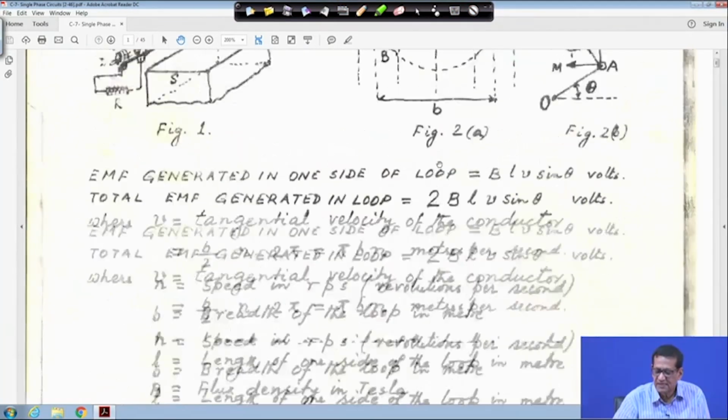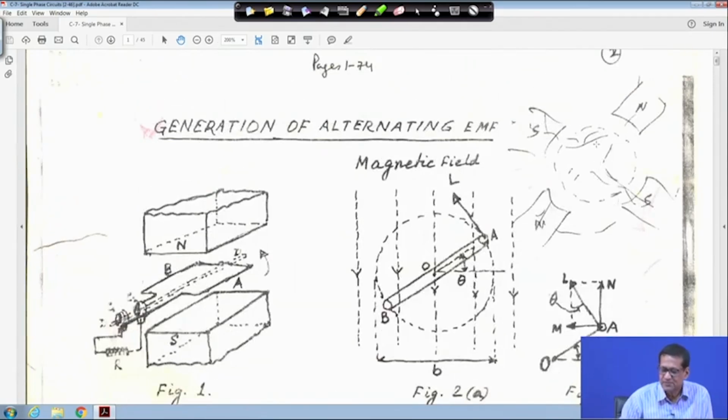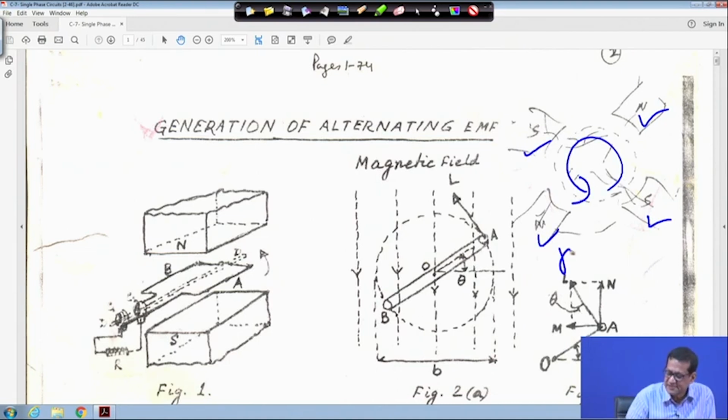Suppose you have here, I have made it initially here. Suppose here it is N pole, here it is S pole, N pole, S pole, and it is revolving like this. So in this case, you have P equal to 2, that is 2 pairs of poles, right? So here it is NS, NS. So 2 pairs, your P is equal to 2 pairs of poles.